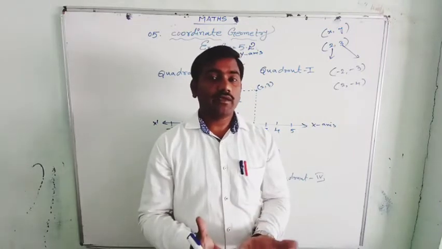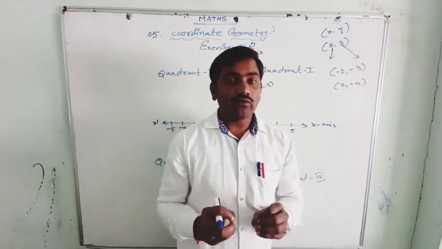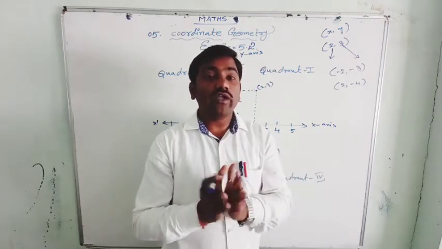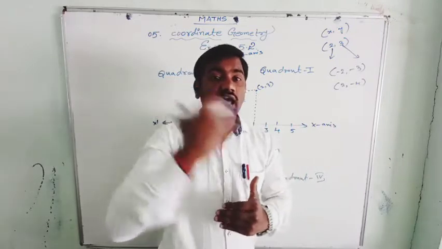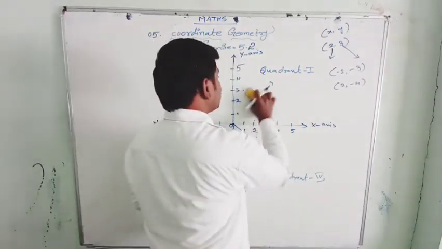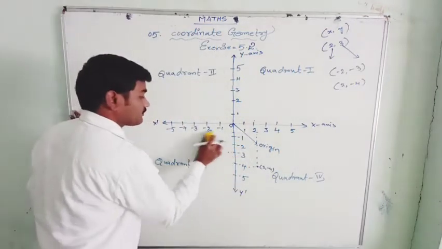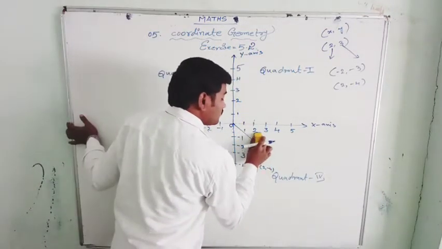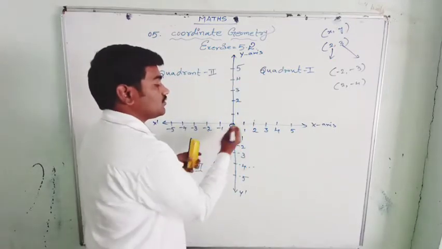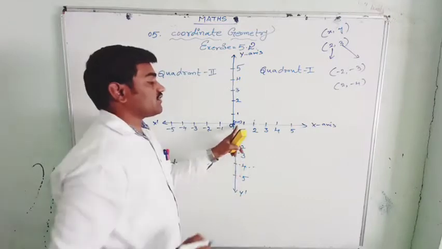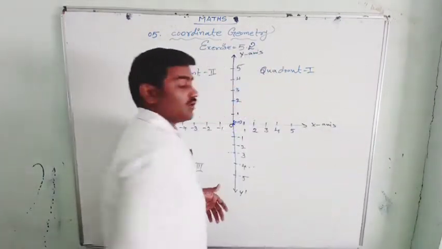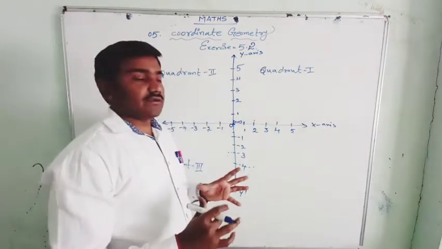Now let me tell you what kind of point lies in which quadrant. Suppose I have given one point, we have to be able to say in which quadrant it will lie. I will give you some points here. The common point is known as the origin. The origin is (0, 0), which means the x-axis value is 0 and the y-axis value is 0. That is known as the origin point.